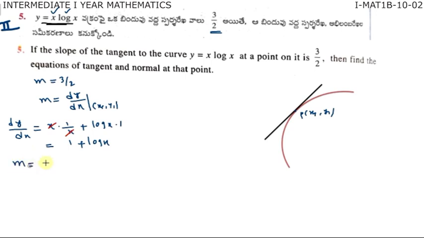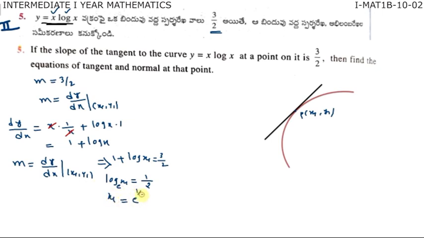Dy by dx becomes 1 plus log x. Now, m is equal to dy by dx. The point is not given, so x1, y1 as it is. That is equal to 1 plus log x1. But this is equal to the given slope, 3 by 2, so write 3 by 2 here. So, log x1 is equal to 3 by 2 minus 1, which means 1 by 2. The base is not given, which means take base as e. x1 is equal to e to the power of 1 by 2, or root e.